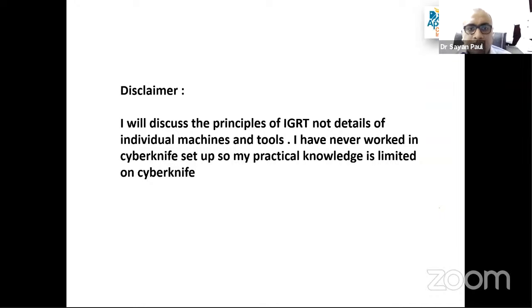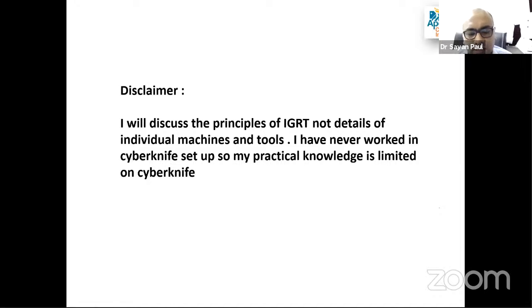At the beginning, I want to tell that I will discuss the principles of IGRT. I will not discuss the details of individual machines and tools, because what I feel is, as a radiation oncologist, we should know the principle of image guidance. Like when you get a driving license, it is written that this person can drive a light motor vehicle. It is never written that this person can drive a Honda car or a Maruti car or a Mercedes Benz. It is the responsibility of the vendor who has manufactured the machine and the tools to train the user about their machines and how to use them. If you know the principle, you can use any machine.